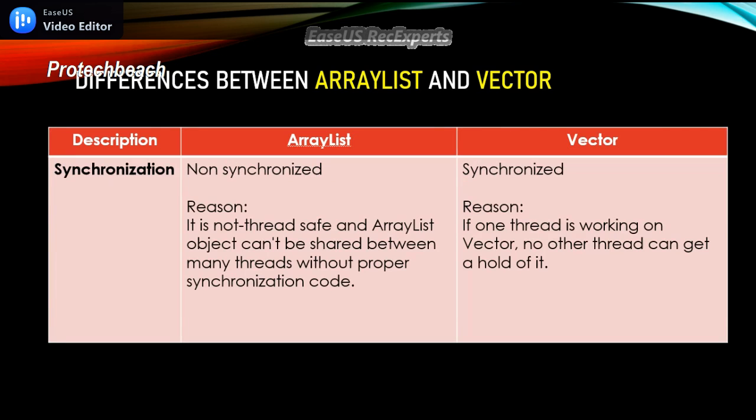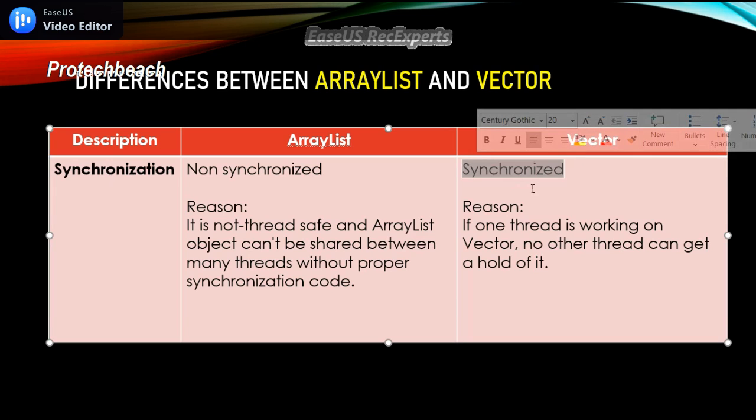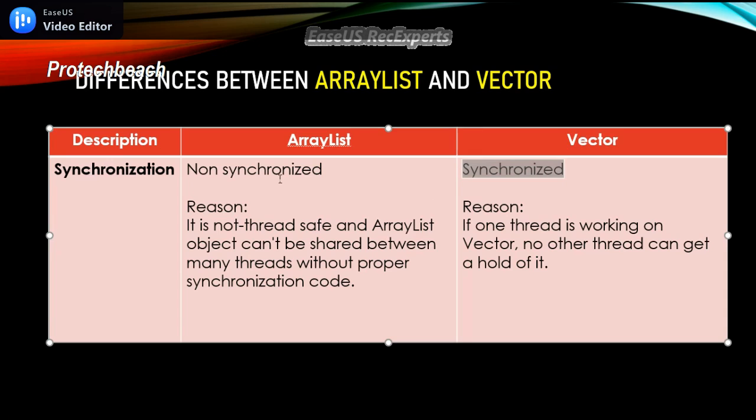The second difference is that ArrayList is non-synchronized in nature by default, but Vector is synchronized. What is the meaning of it? Synchronization means once you create an object for the Vector, it allows only a single thread to work on it. But in the case of ArrayList, multiple threads can work on the same object at the same time. No, it is not thread safe. ArrayList is not thread safe because of its non-synchronized nature.